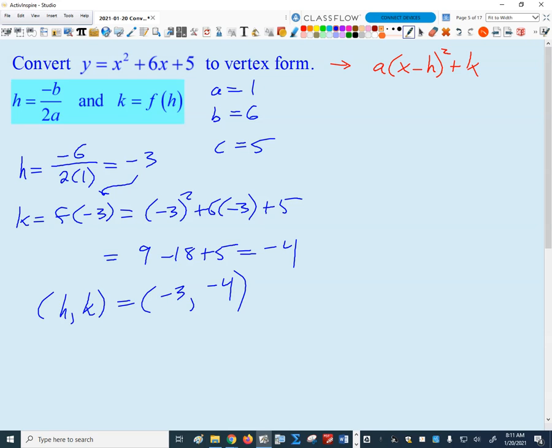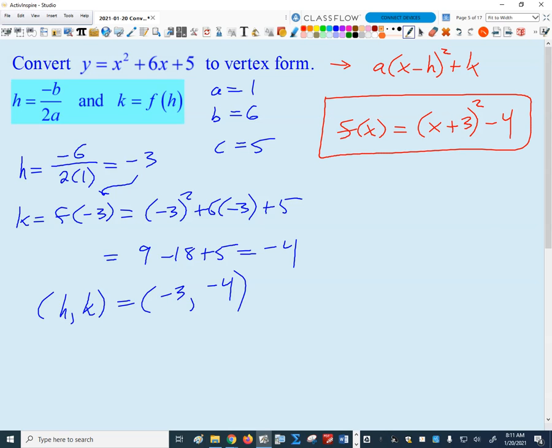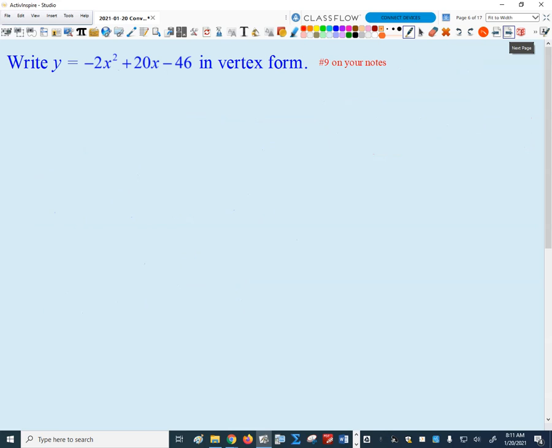We can take that information. We know what a is, we know what h and k are. And so we could write our function using our vertex form template. Got a 1 out front times the quantity x minus -3 becomes x plus 3 squared plus -4. That is a quick and easy way for us to write a quadratic function in vertex form. Okay, let's practice once real quick.